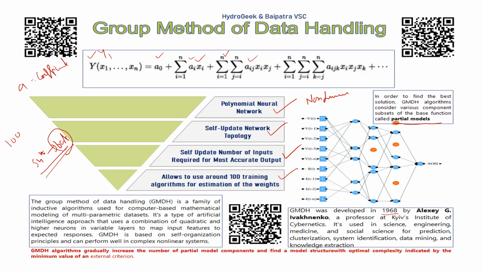Okay, so these are the 4 things. One is polynomial neural network, second is self-updated network topology, that is no need of trial and error, no need of manual intervention. It will decide how many hidden layers and hidden nodes it will use. Self-update member of inputs, that also it will decide. It only retains the most significantly correlated input for that problem. Rest it ignores. And this method, GMDH, group method of data handling, allows to use around 100 training algorithms at a time for estimation of the weights.